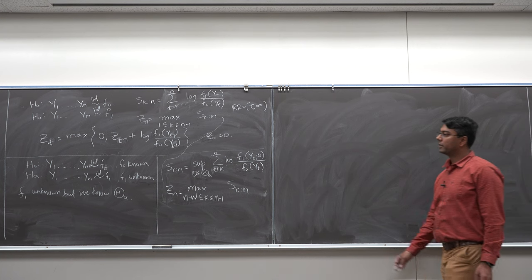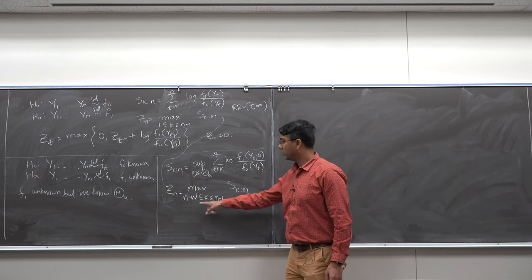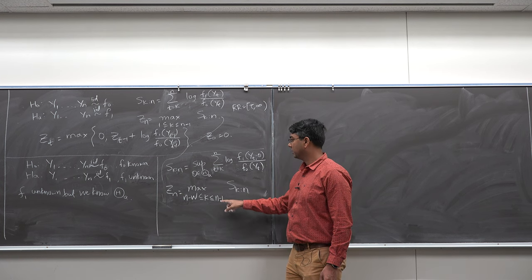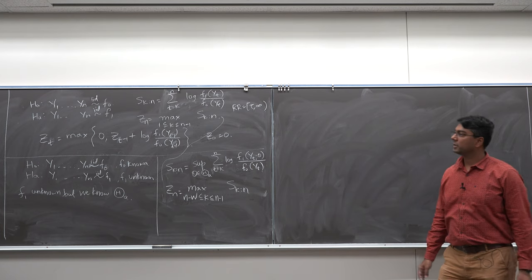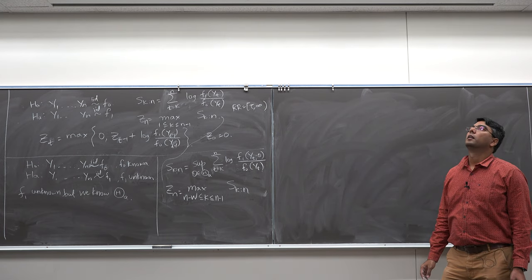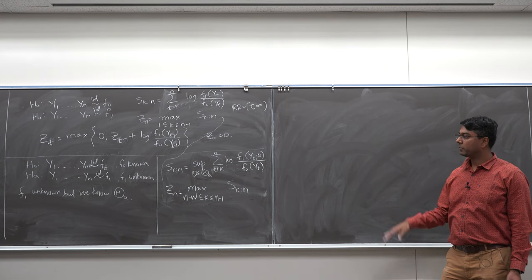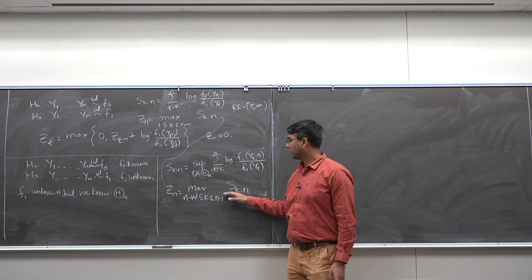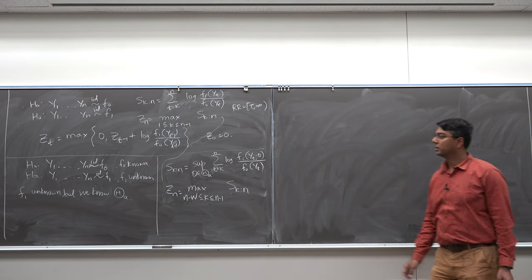This is known as window-based attack detection. I'm looking at a window, and I only have to solve W optimization problems. I have fixed the number of optimizations that I have to do, upper bounded by W. Then I can compute the max, and raise an alarm if Z_n is above a threshold.